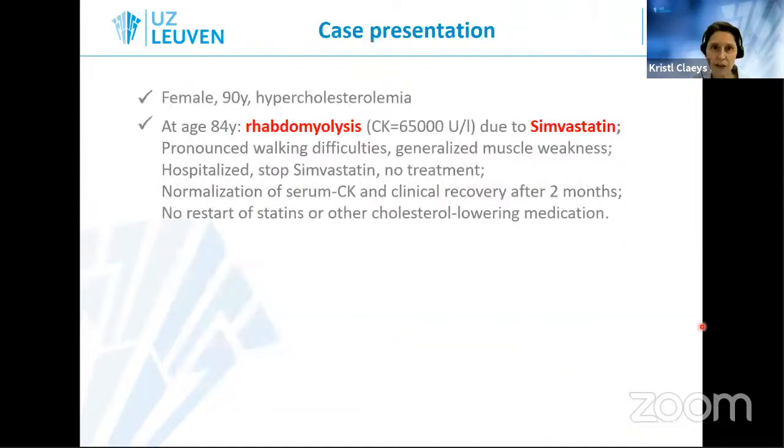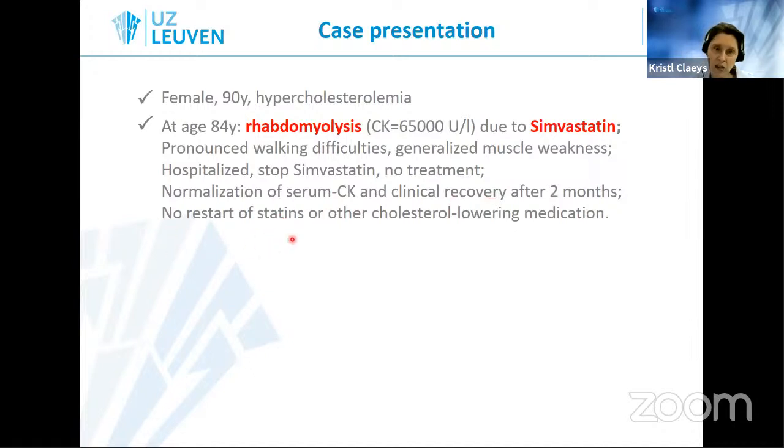Now I will present to you this female patient of 90 years old with a hypercholesterolemia. And so at age 84 years, she had a rhabdomyolysis with CK of 65,000 due to the intake of simvastatin. She had very pronounced walking difficulties, generalized muscle weakness, and it was so severe that she had to be hospitalized. Simvastatin was stopped and there was no treatment given. And we saw that after 2 months, the serum CK was normalized and there was a clinical recovery. So the muscle strength recovered completely after 2 months.